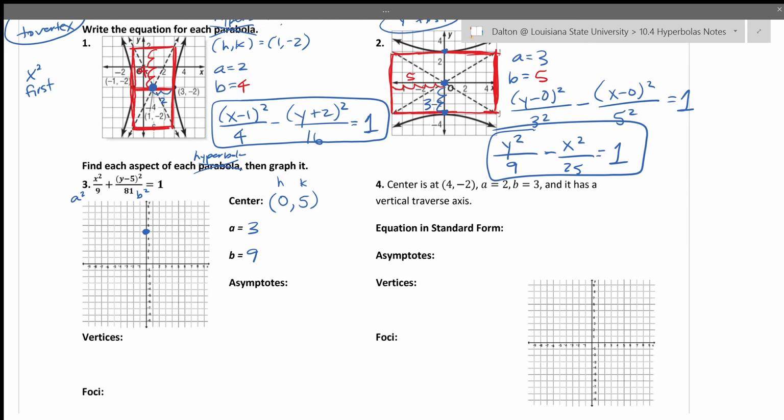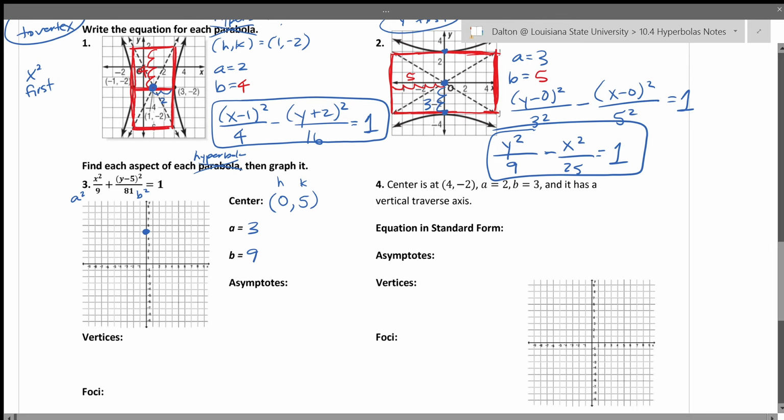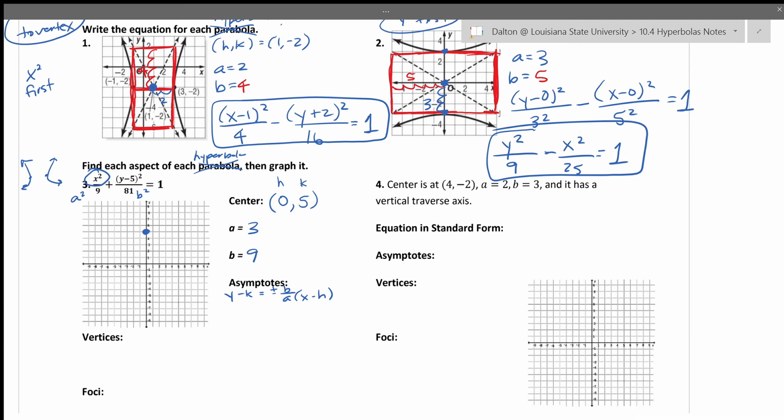I personally like to graph my asymptotes first. So if we look at the front page of your notes, for the asymptotes, again, I want you to pay attention to the fact that x squared is first. So anytime x squared is first, that means our vertices are going to be aligned along the x-axis. So our curves are going to look like this. The asymptotes for those types of hyperbolas are denoted by the equation y minus k is equal to plus or minus b over a times x minus h. Well, y'all, we have literally all of these variables. We just need to assemble them into this formula.